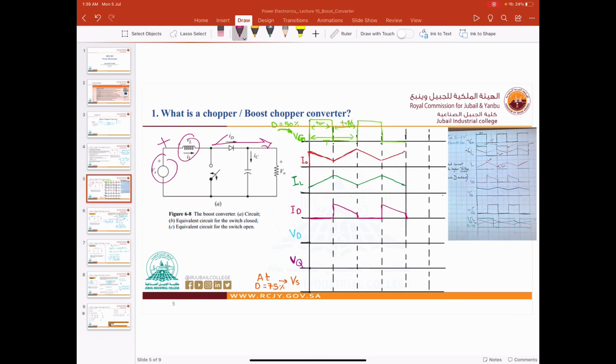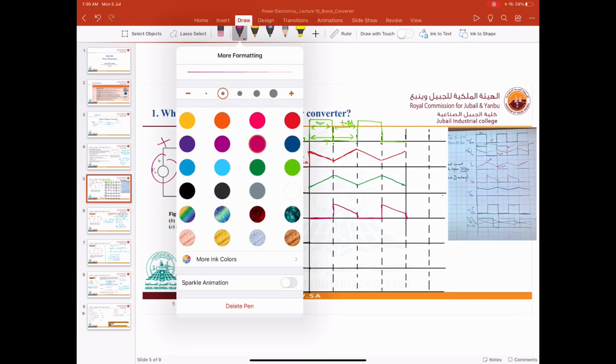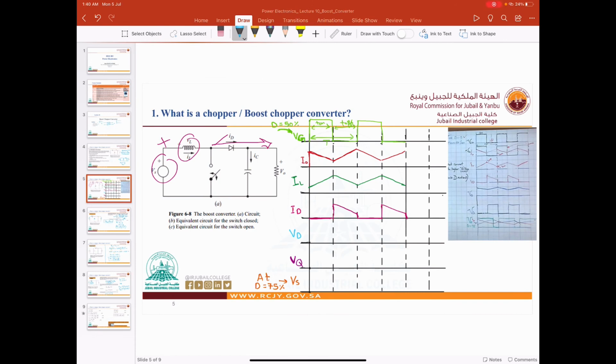Now the V out, or the V diode. V diode is the same as before. So if we don't have current, then it will be like this. It will be 0, because if we have current, then we have 0 voltage, because it will act like a wire. If we don't have current, then we have the voltage, the negative side.